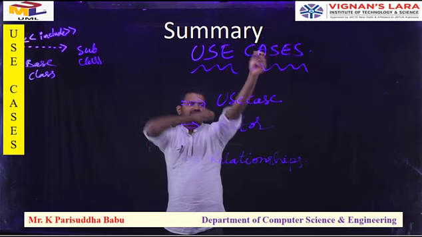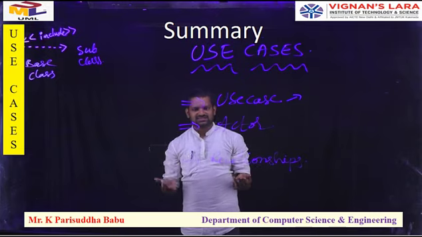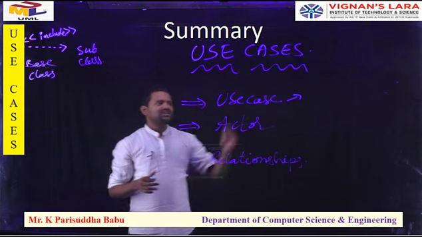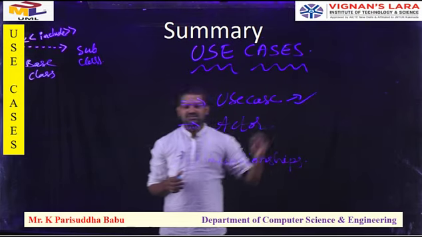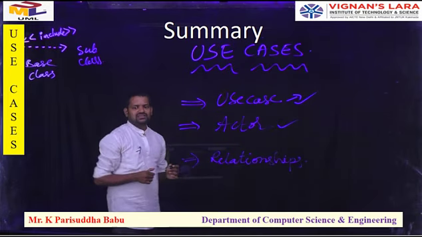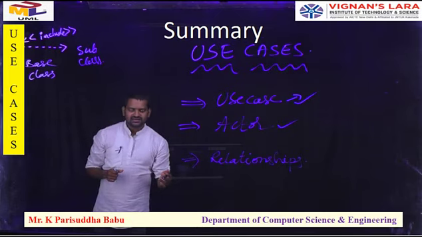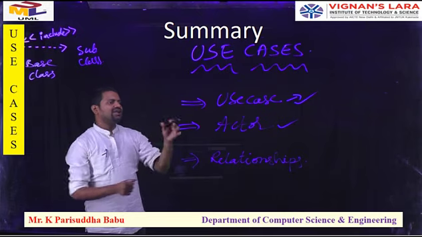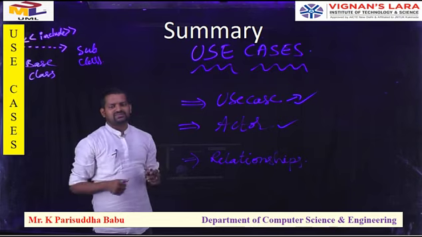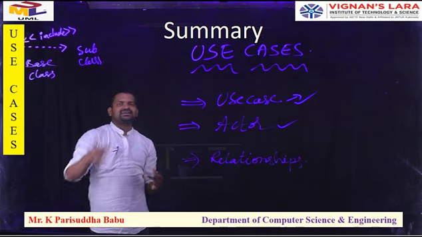So what is a use case? A use case is nothing but a sequence of actions provided in a particular system. Who are actors? Actors are a role or a subsystem, or hardware, or a person who acts on a use case. What is a relationship? A relationship is a link between the use cases and the actors.